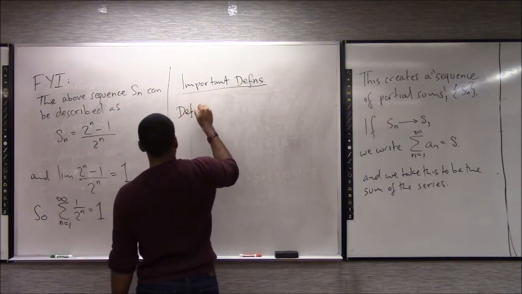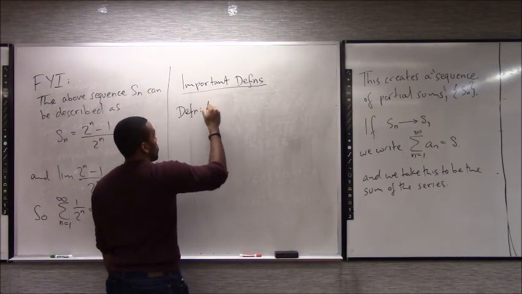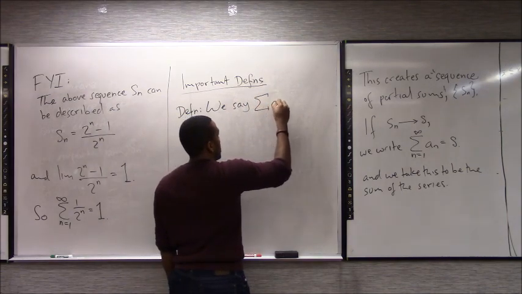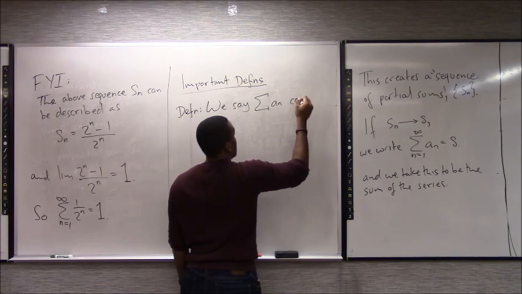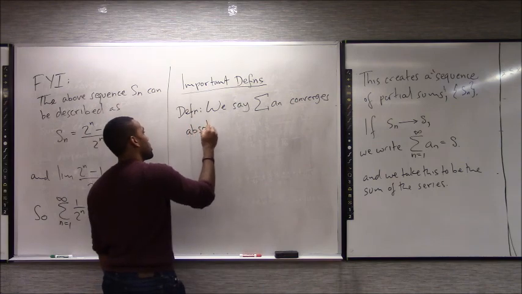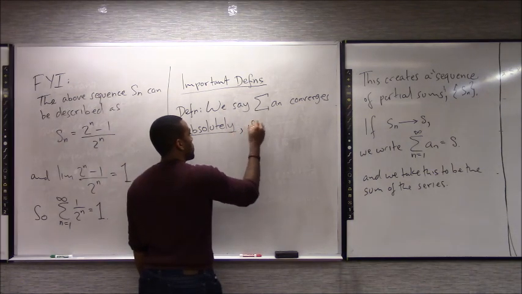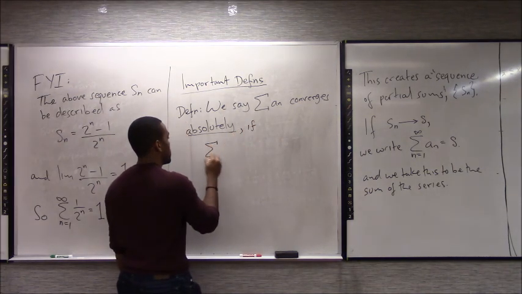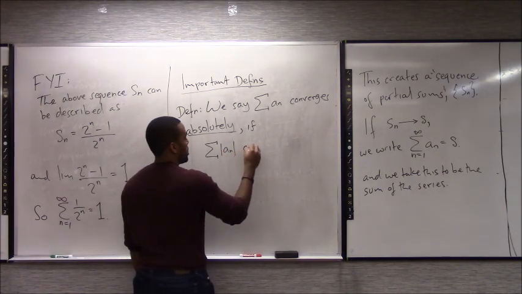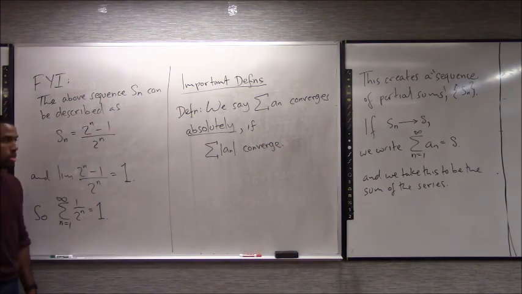Definition. We say the series sum of an converges absolutely. Absolutely it converges, Tom. If I put absolute values around each term, it will still converge. We say a series converges absolutely when this property holds.